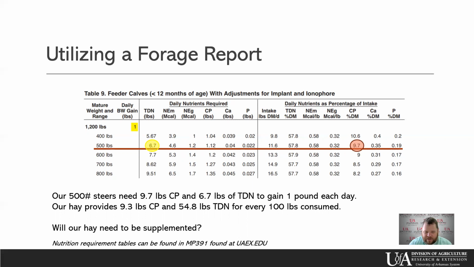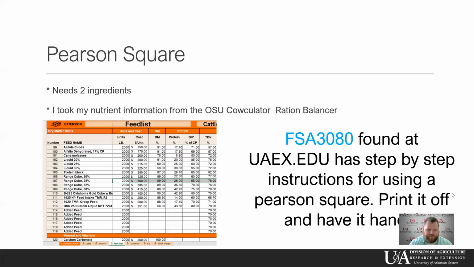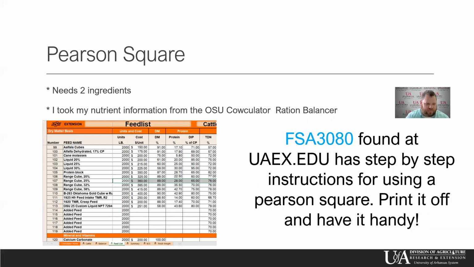So will our hay need to be supplemented? Yes, but more for TDN than it does for crude protein. We're going to go quickly through a Pearson Square, and I've given you some resources here. One, I found the ingredient information from the OSU calculator ration balancer. In a future episode of the winter feeding series, we're going to go through this program. So you might want to go ahead and Google the OSU calculator, download it onto your computer, and we'll talk about how to use it at another time.